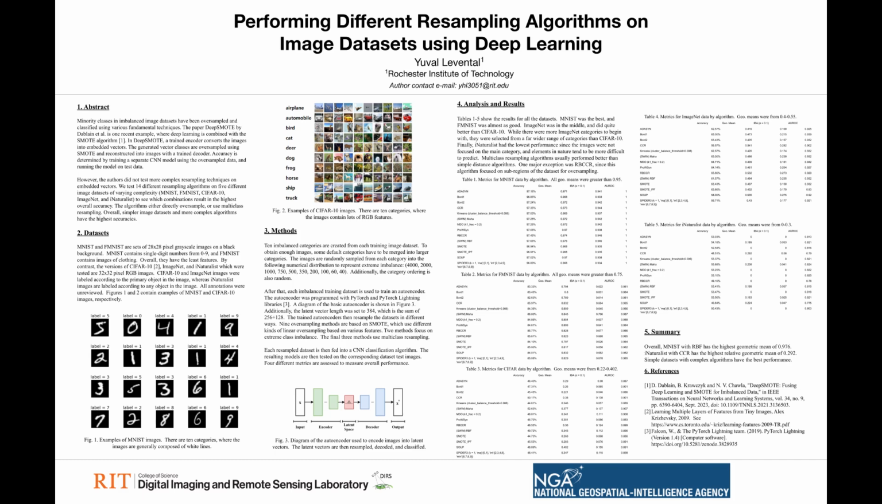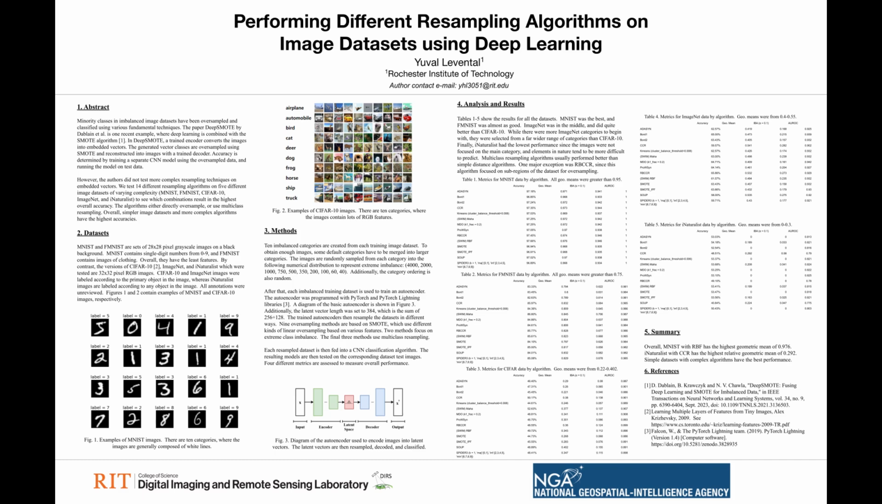However, the authors did not test more complex resampling techniques on embedded vectors. We test 14 different resampling algorithms on 5 different image datasets of varying complexity: MNIST, FMNIST, CIFAR10, ImageNet, and iNaturalist, to see which combinations resulted in the highest overall accuracy. The algorithms either directly oversample or use multi-class resampling. Overall, simpler image datasets and more complex algorithms have the highest accuracies.